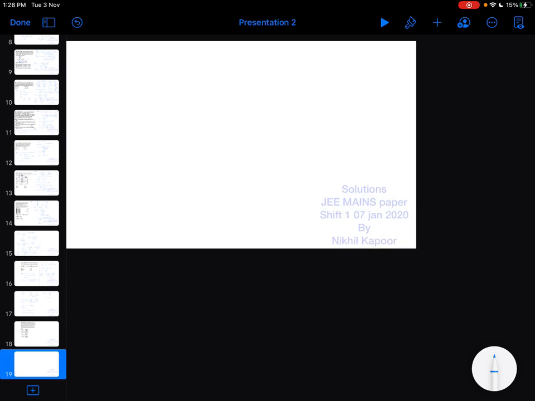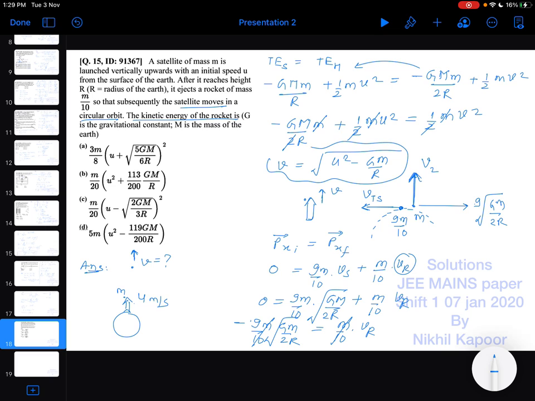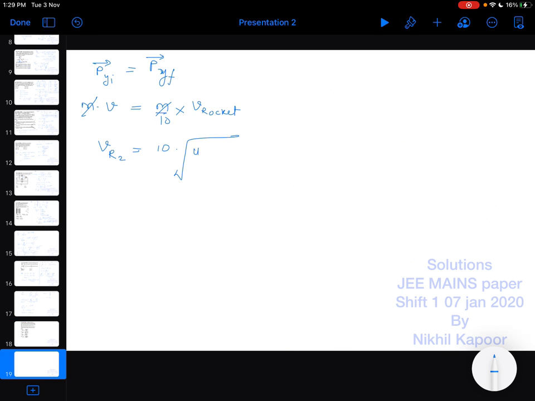Okay, so let's take the next slide. Now, the total momentum in y direction initially must be equal to the total momentum in y direction finally. The initial momentum in y direction is the complete mass m having velocity v, which was calculated earlier, and in y direction the momentum of the rocket is m by 10 into the velocity of the rocket, and the satellite is not having any velocity in this direction because it is launched in the orbit, so it has tangential velocity. So this m and this m cancel, so velocity of the rocket in the upward direction would be 10 times this value, which is under root u square minus GM by r.